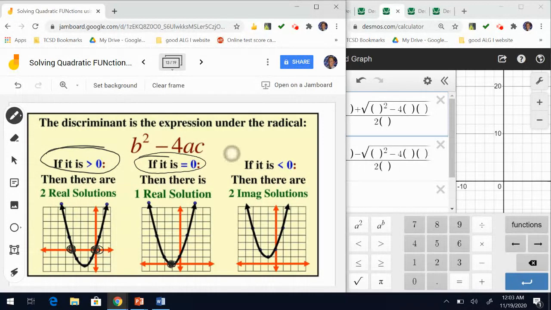And if it's less than 0, that means it doesn't touch the x-axis. So I know it says 2 imaginary solutions. That's going to be Algebra 2 stuff. This is just for Algebra 1, no solutions, because it doesn't touch the x-axis, okay? So it's either 2, 1, or none. If it's 2 solutions, the discriminant, that b squared minus 4ac, is greater than 0. If it equals 0, it's 1 solution. And if it's less than 0, we're going to get no solutions. That's when we got that undefined for that one answer.